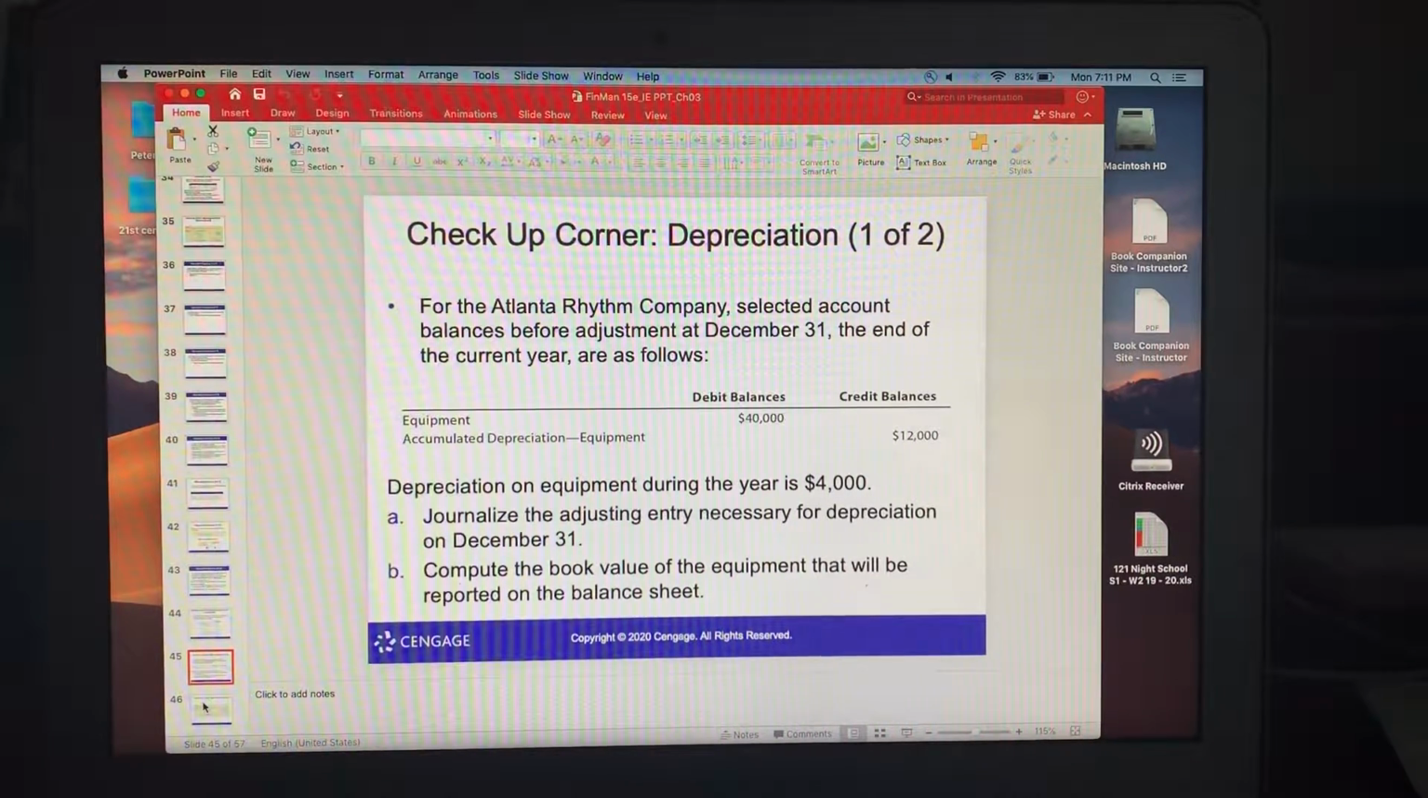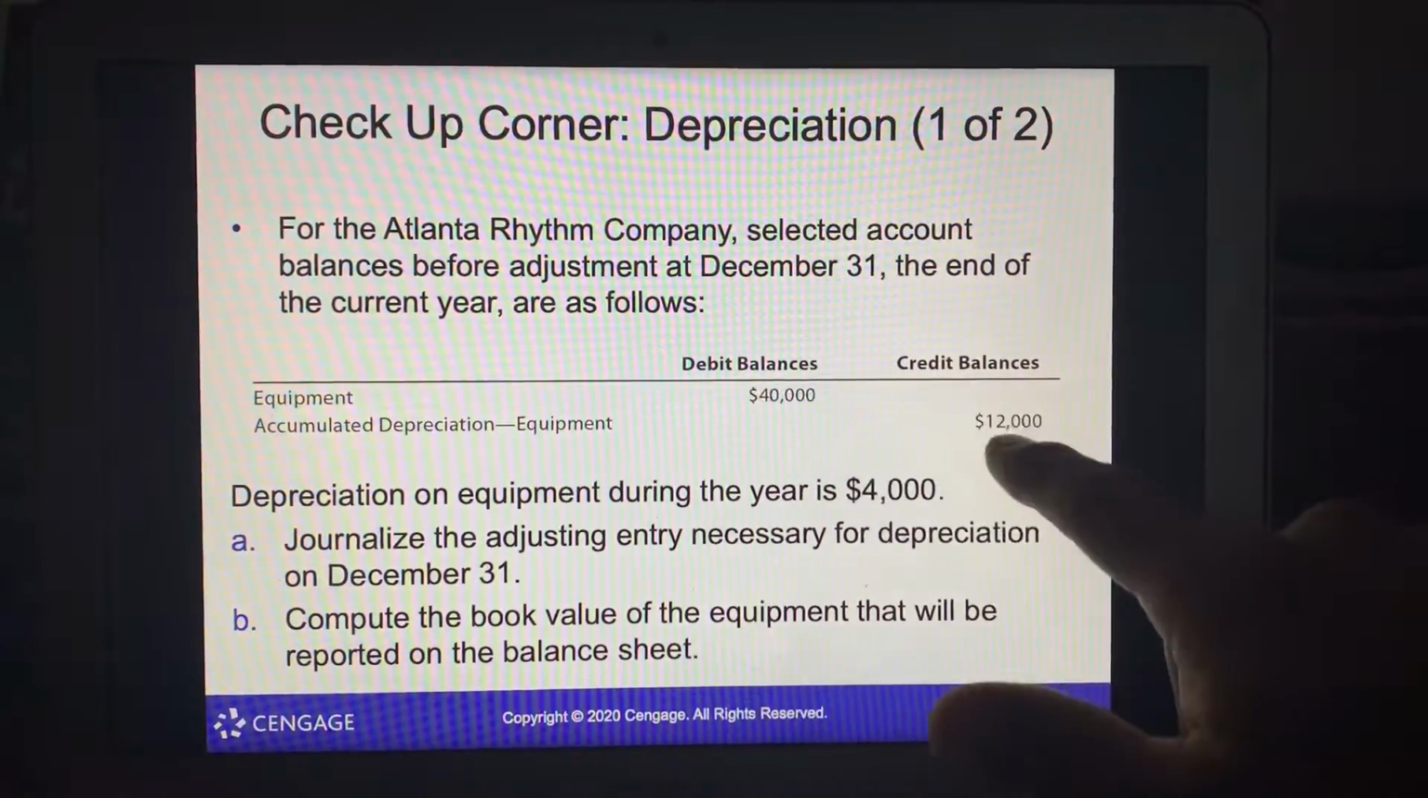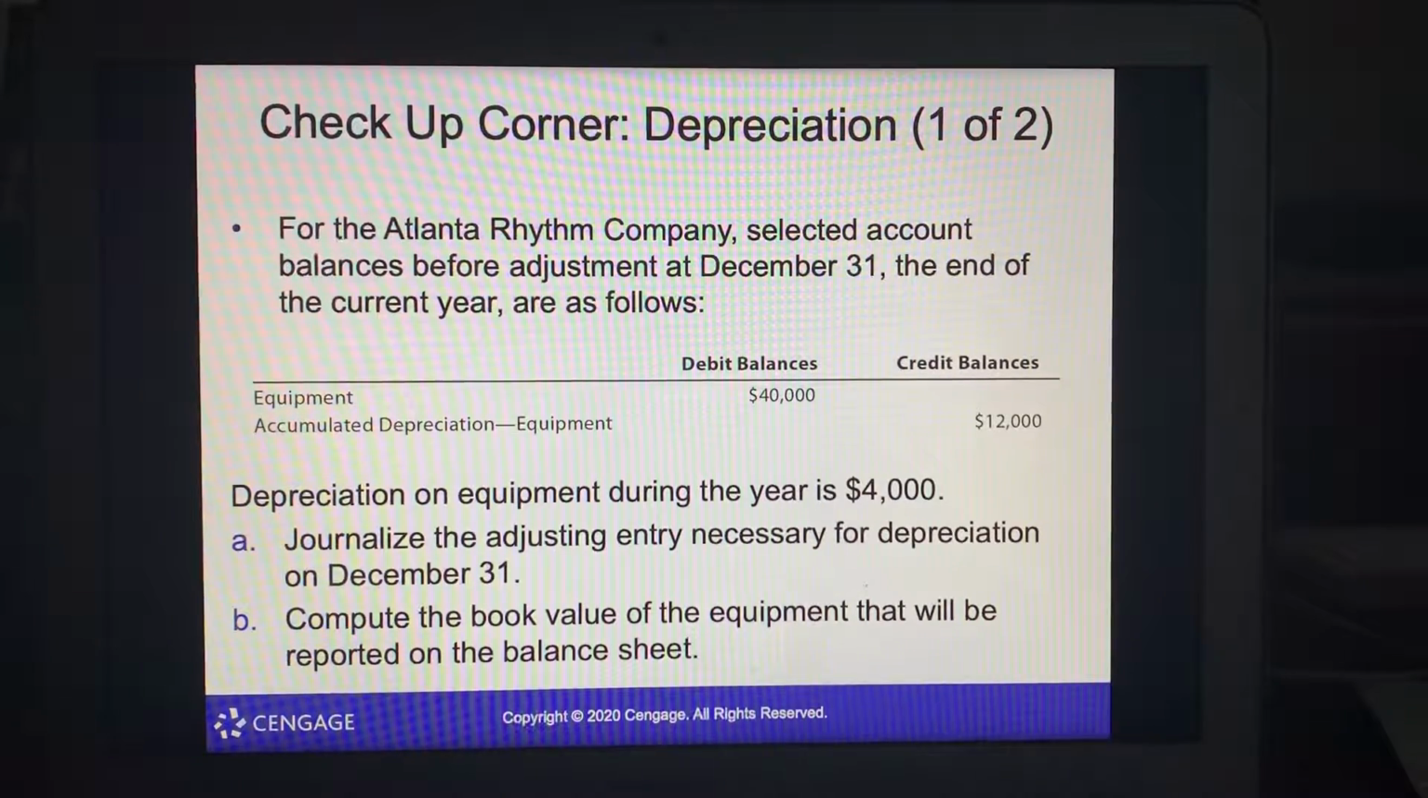I guess I just had one more slide to go over, so I'll go ahead and finish this up. Here it says equipment 40,000, accumulated depreciation of 12,000. So the difference between 40 and 12, what is that? 28,000. So our book value, our assets listed on our balance sheet, will be 28,000 for that equipment.